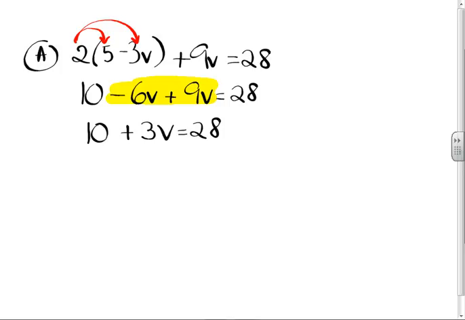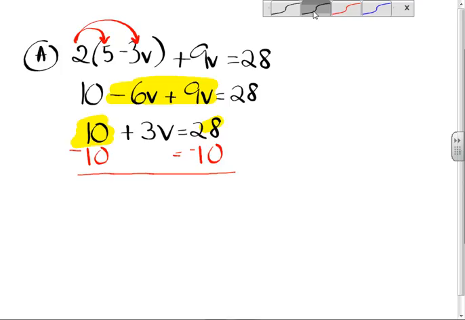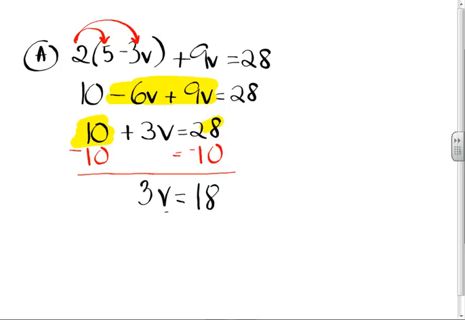Now it's just like all the other ones. What are you going to add or subtract to both sides? Which ones are alike? The 28 is like the 10. So I want to get the 10 with the 28. I don't want the 10 over there. So am I going to add 10, Dominic, or am I going to subtract 10? Subtract 10. Good job. And then what do I get? 3v equals 18.